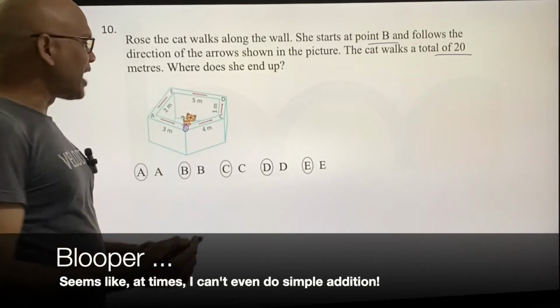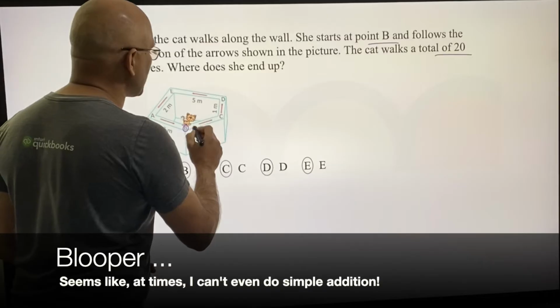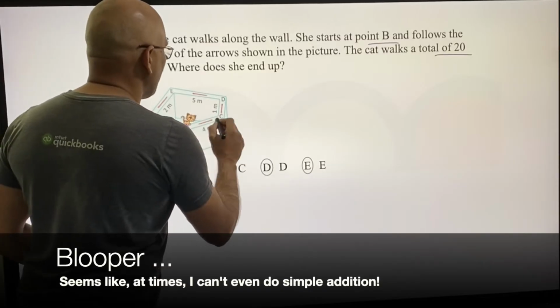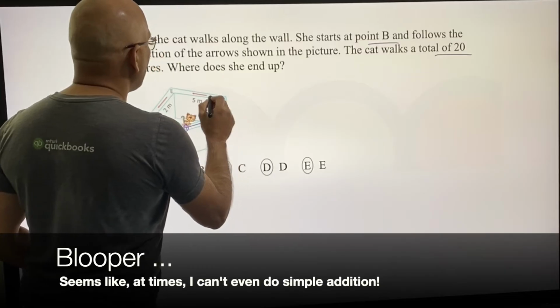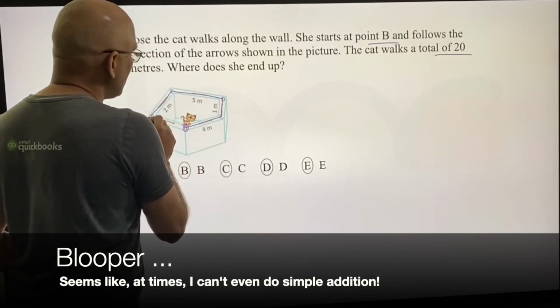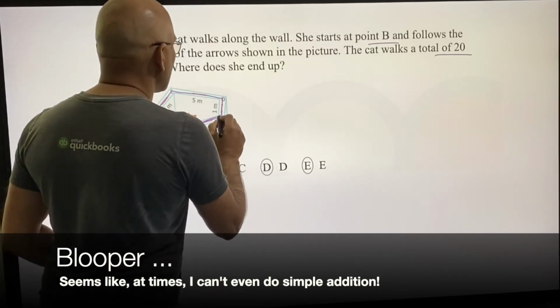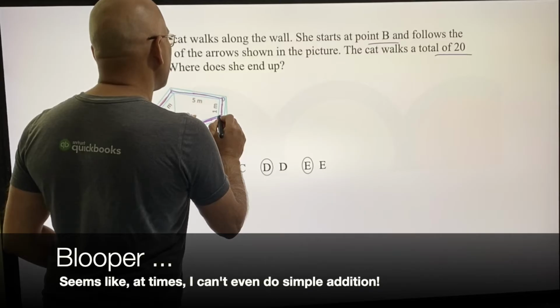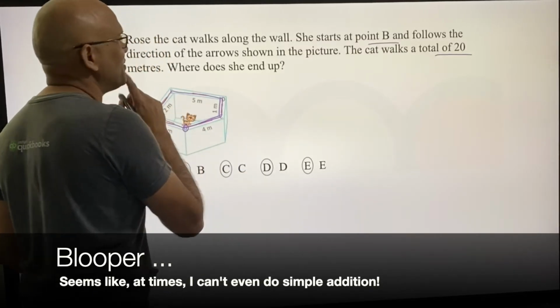We can simply start from B and walk and keep adding the number. So from B to C is 4, plus 1 is 5, plus 5 is 10, plus 2 is 12, plus 3 is 13, plus 4 is 17, 18. Did I mess it up?